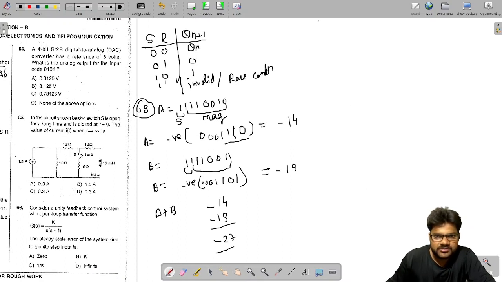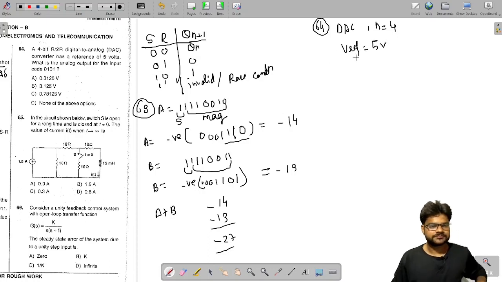Question number 64: a 4-bit R2R DAC. A digital to analog converter is given, and the number of bits is 4. It has a reference voltage of 5 volts. What is the analog output for input code 0101? So the digital input given is 0101.